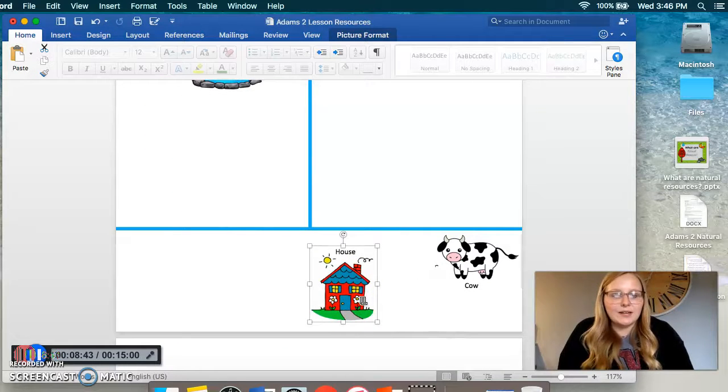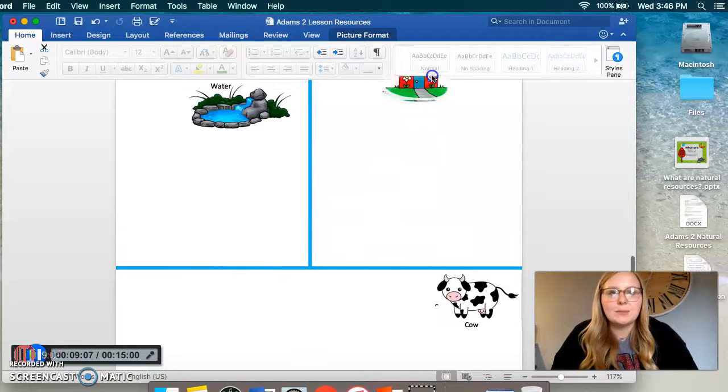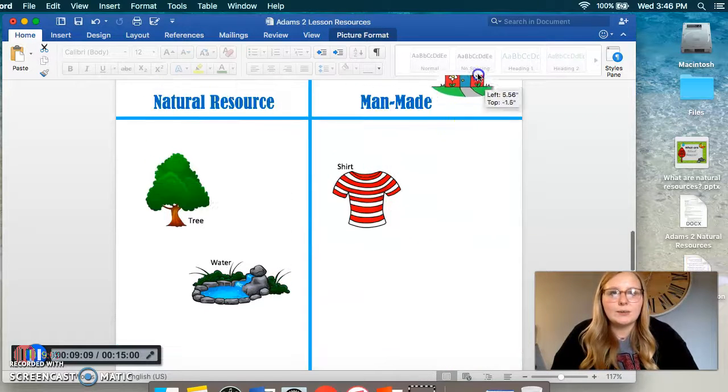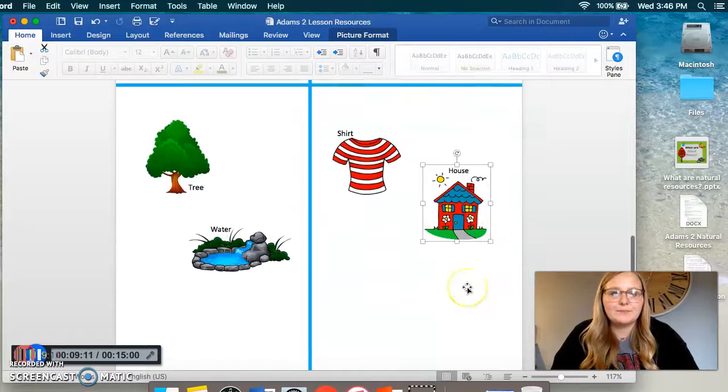Okay, our next one is a house. Houses can be made out of wood or bricks, and we know that wood comes from trees. That's a natural resource, but we have to build houses ourselves, right? They don't just pop up and grow on their own. So where would a house go? That's right, a house is man-made. So let's put it over here with man-made.